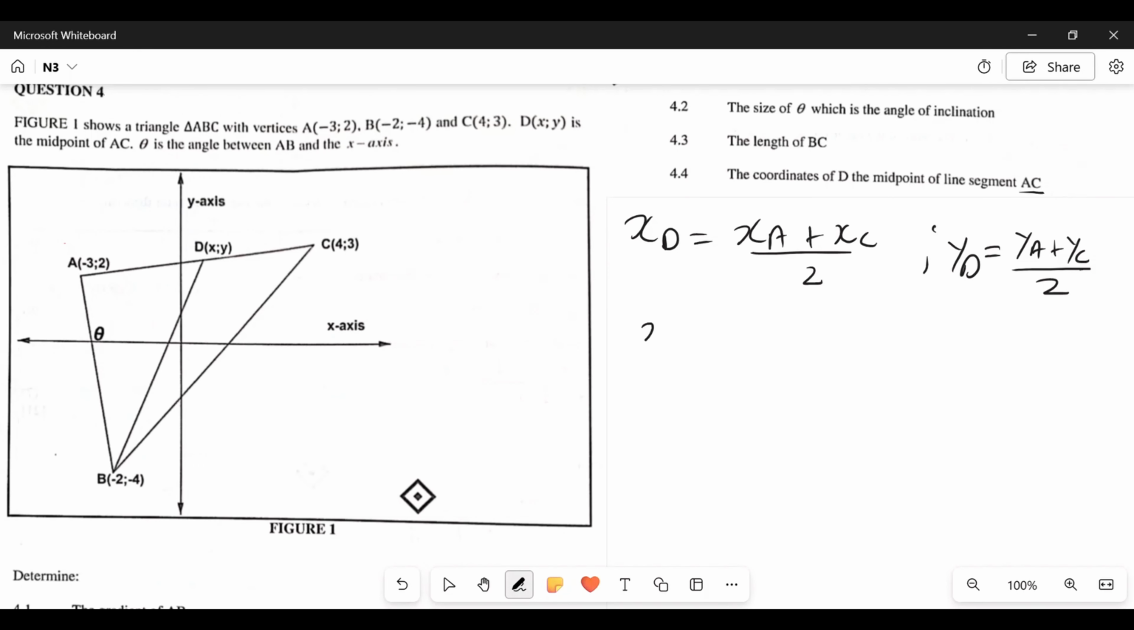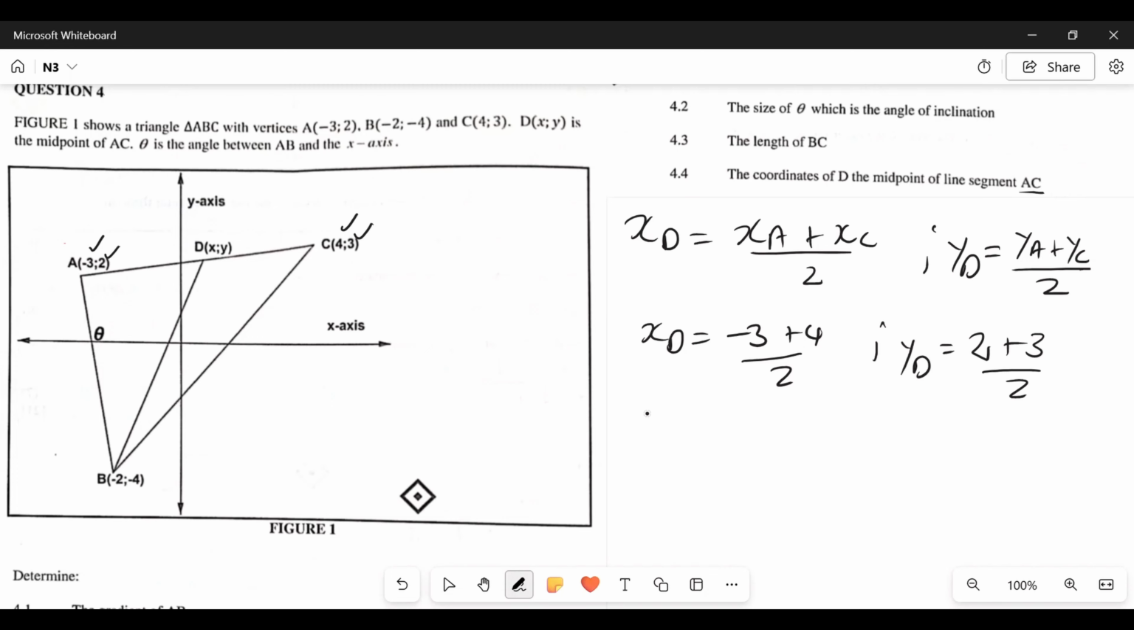So let's continue. We have XD there. For XA, we must take the X value at point A, which is -3, and then for XC, we take the X value at point C, which is 4, plus 4, all divided by 2, right? YD, in order for us to find YD, we have YA, the Y value at point A, which is 2, plus YC, the Y value at point C, which is 3, divided by 2.